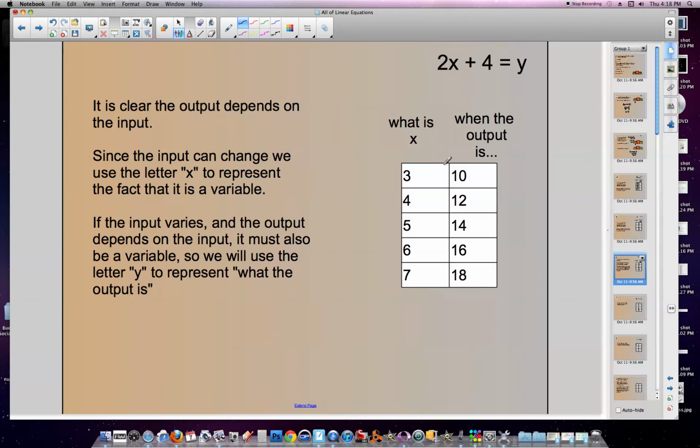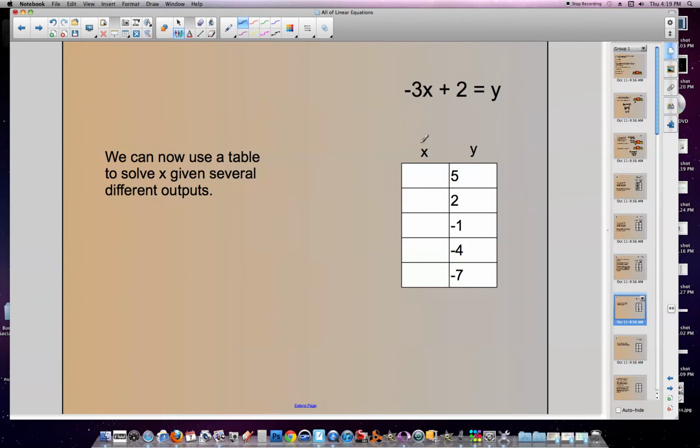Now, one other thing. Instead of writing when the output is x, I know that since this changes, it's a variable. And I'm already using the variable x here. So I'm just going to use the variable y. I could use b or some other letter, but it makes sense to use y because y comes after x. So now in my table, I've got x here, what goes in. And then I'm going to set that equal to the solution, the output, y. So we can now use a table to solve for x for any function.